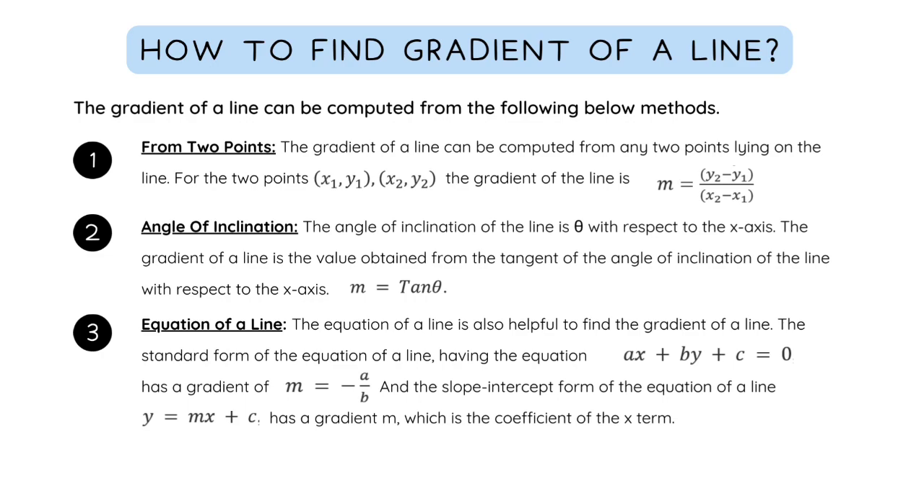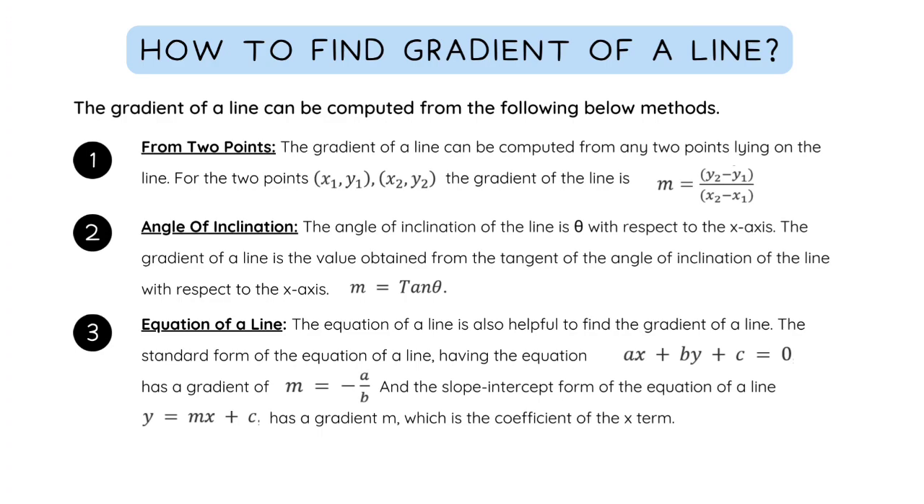Second, angle of inclination. The angle of inclination of the line is theta with respect to the x-axis. The gradient of line is the value obtained from the tangent of the angle of inclination of the line with respect to the x-axis. So, m equal tan theta.